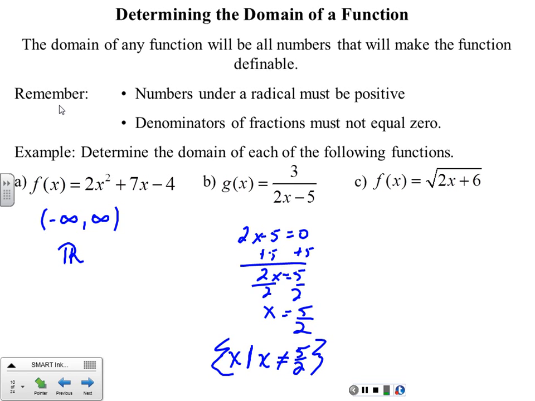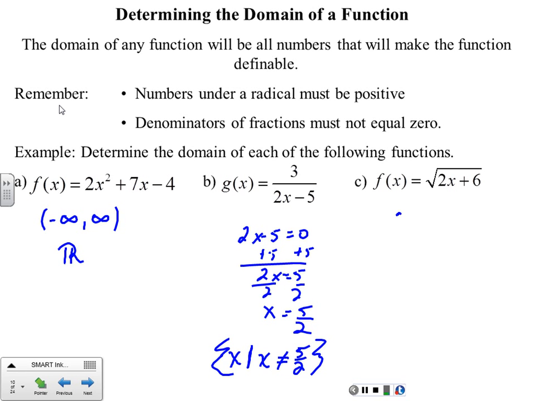Okay? So letter C. Letter C is not that easy, because there's a lot of numbers that will make this undefined. Can you tell me first of all, what would make this undefined? If there's a negative underneath the radical. So how am I going to figure out what numbers are going to give me those negatives? It's not going to be an equal sign this time. It's going to be an inequality.